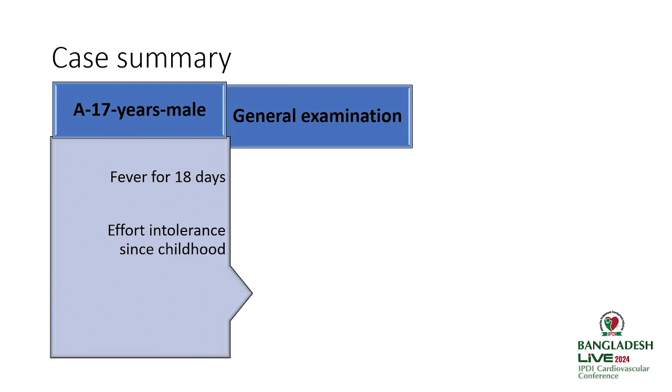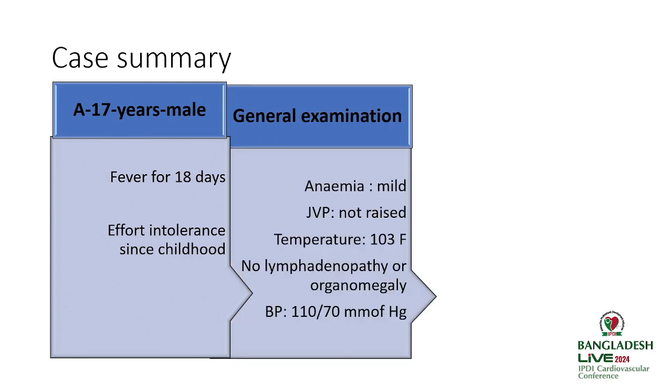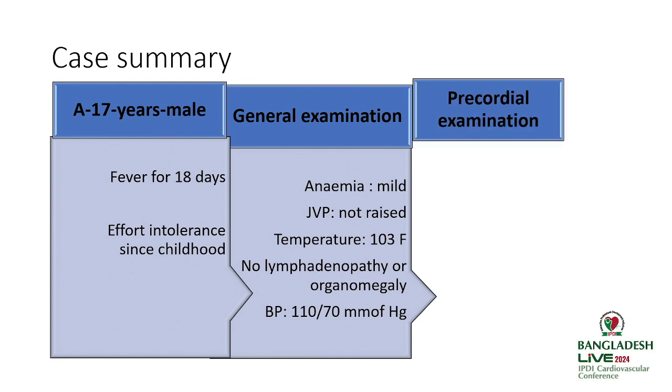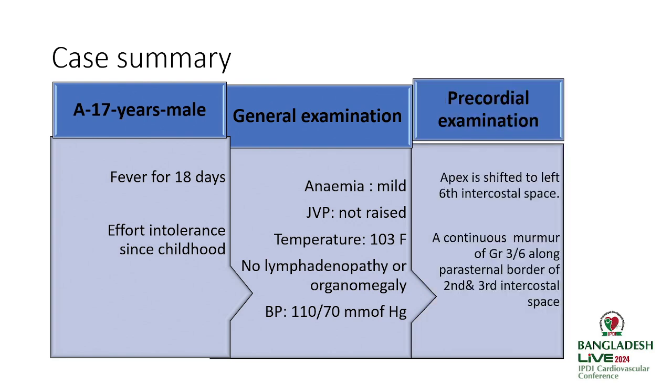And my case is a 17-year-old male who presented with fever for 18 days and effort intolerance since childhood. On general examination, he was mildly anemic with temperature 103 degrees Fahrenheit, with no lymphadenopathy or organomegaly, and other examination findings were normal. But on precordial examination, the apex is shifted to the left, 6th intercostal space, with a continuous murmur of grade 3 by 6 along the parasternal border of the second and third intercostal space.